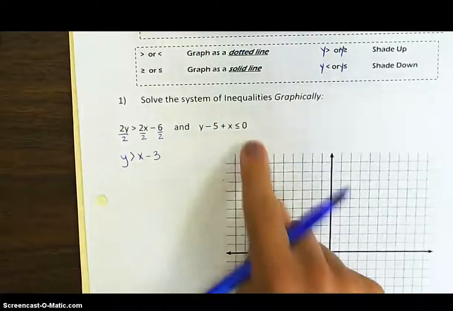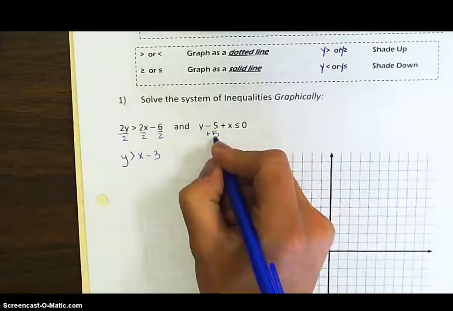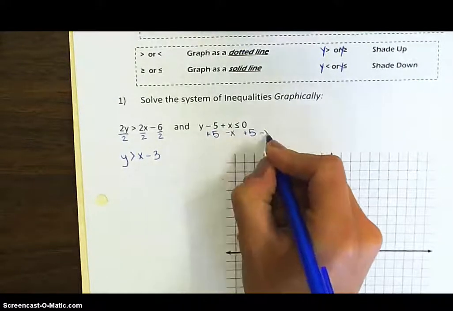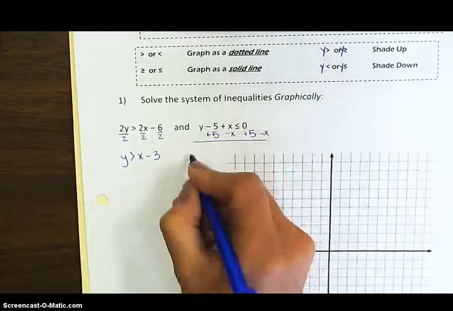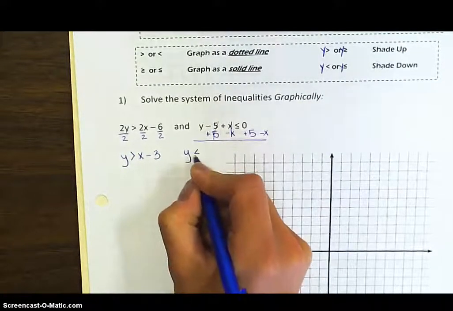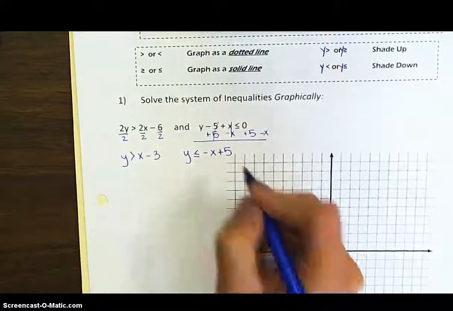Now I'm going to take a look at my second one. Here I'm going to keep the y where it is. I'm going to add the 5 to the other side, and I'm going to subtract the x to the other side. So I'm going to do both, and those cancel. So y is less than or equal to negative x plus 5.